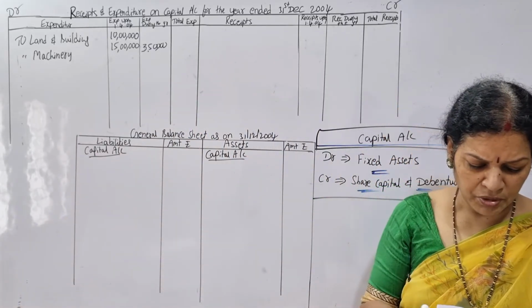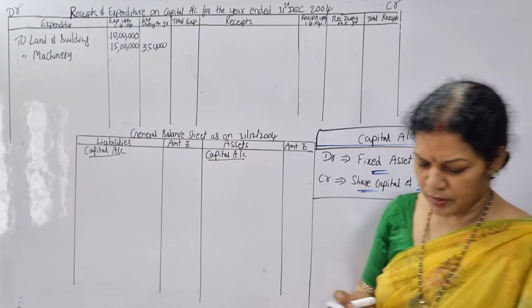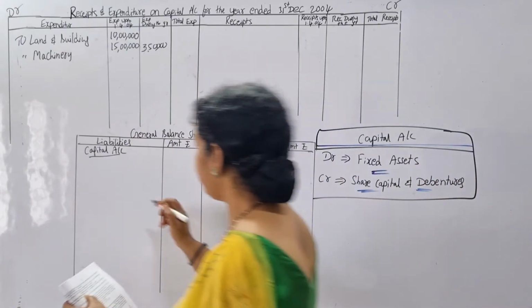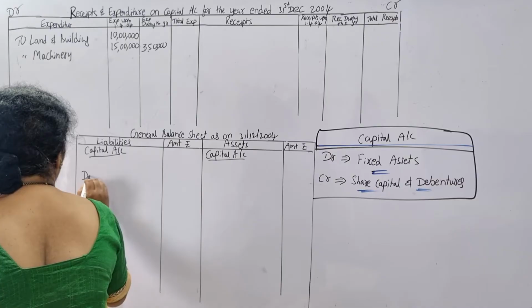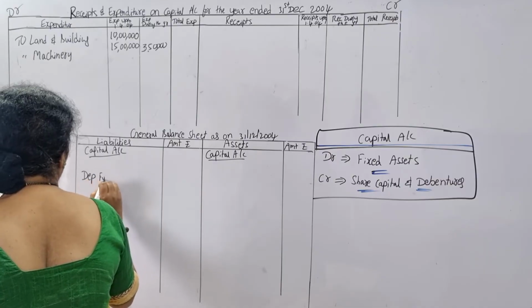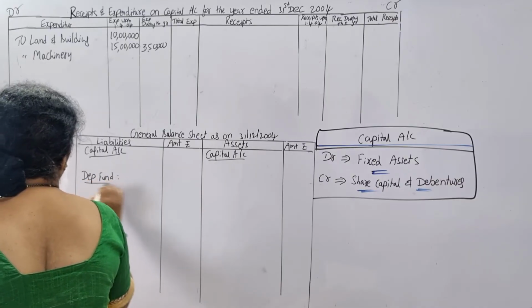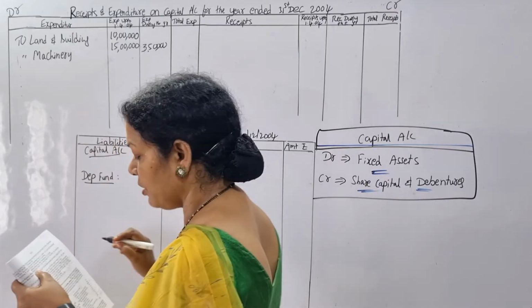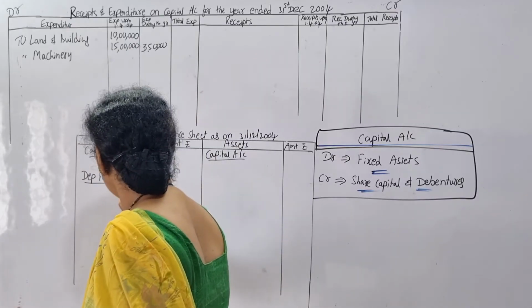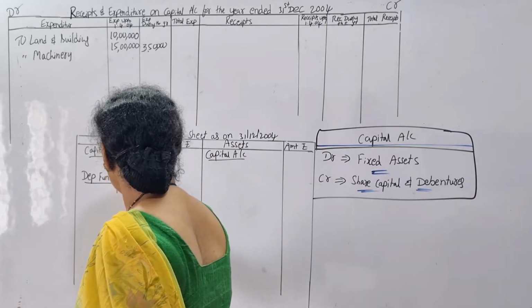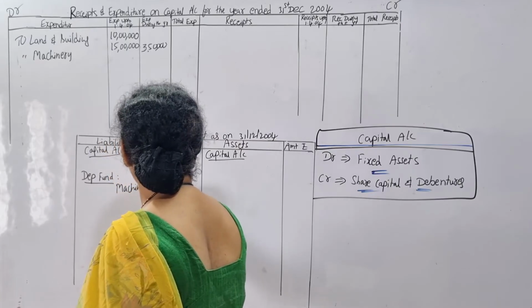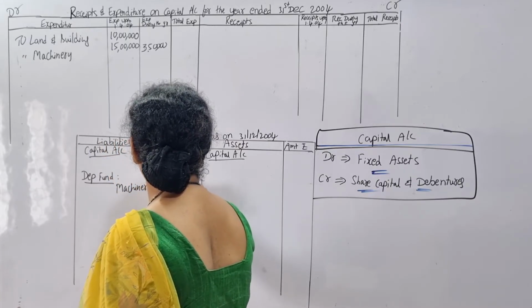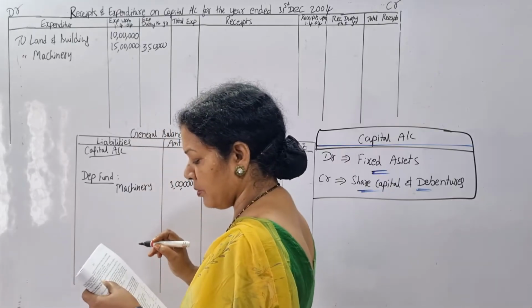So what is this amount? Depreciation fund. Depreciation fund, machinery 3 lakh. Then building 1 lakh.